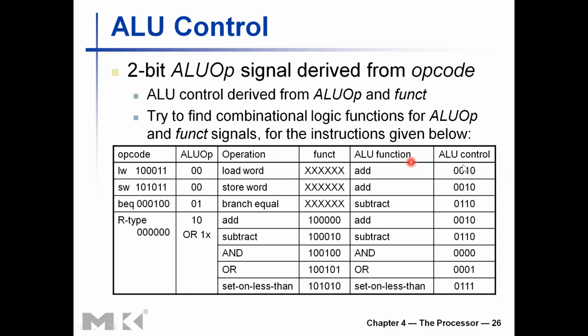So in the second set of combinational functions, the ALU control 4 bits are the outputs, and the inputs are ALU op 2 bits and the funct field from the instruction, 6 bits. So based on these 8 bits of input, generate the second ALU control signal, which is actually sent to the ALU. Is that clear? Do you guys understand how this is to be done?